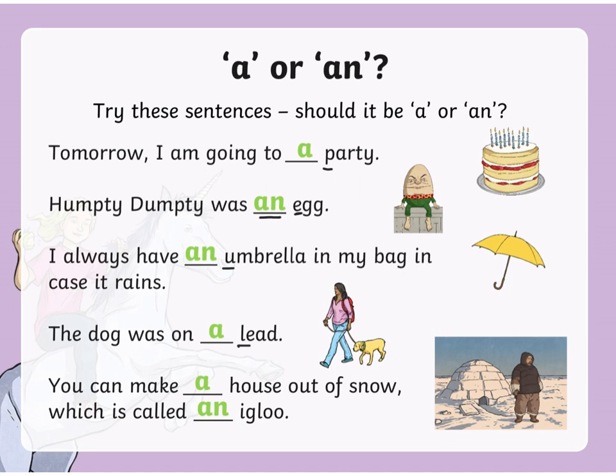You can make a house. H. H क्या है? Consonant and we'll use here A. Let's read this again. You can make a house out of snow, which is called an igloo. Igloo, I. I is a vowel and we'll use an before I.